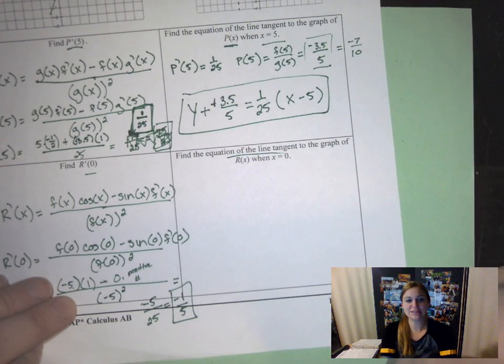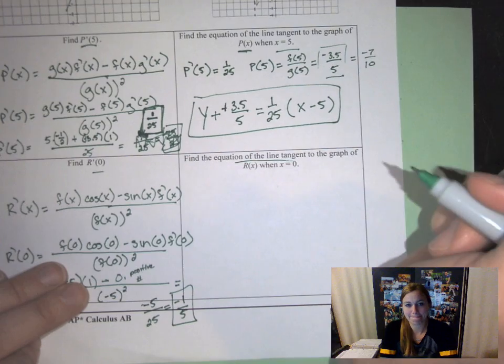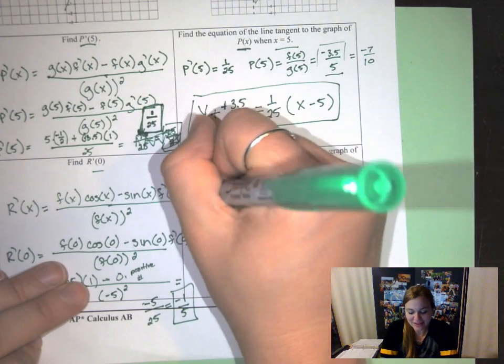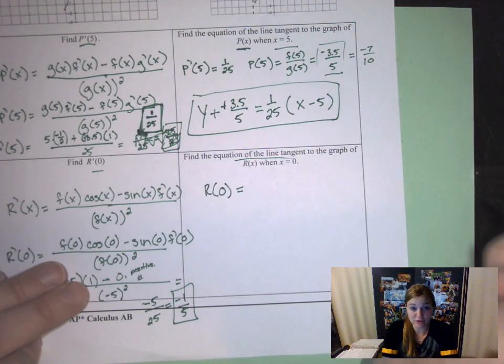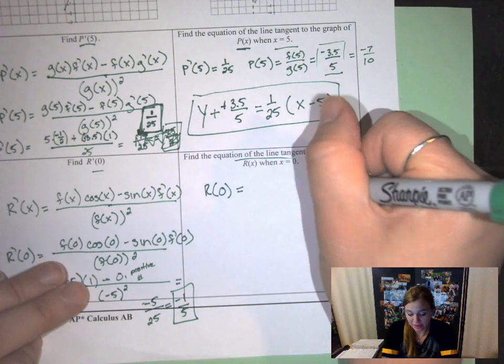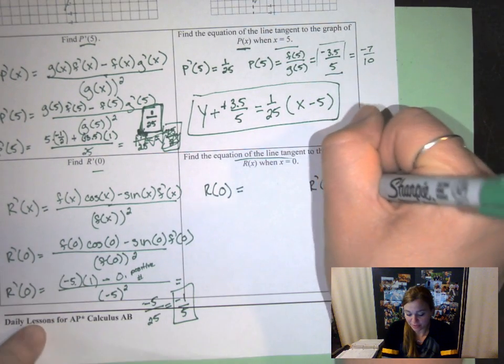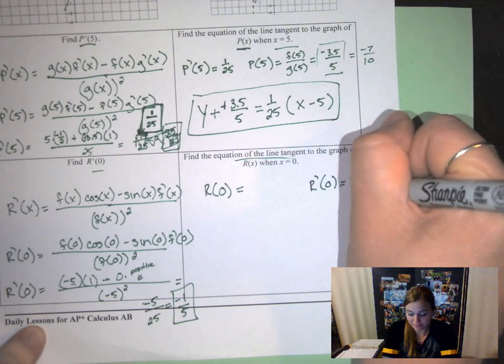Equation of a tangent line, you need two things. What are they? Slope and a point. Do we feel like you're coming back to an old friend every single time? Oh, I wrote the point first this time. R of 0 and R prime of 0. R prime of 0 we already know is negative 1 over 5.